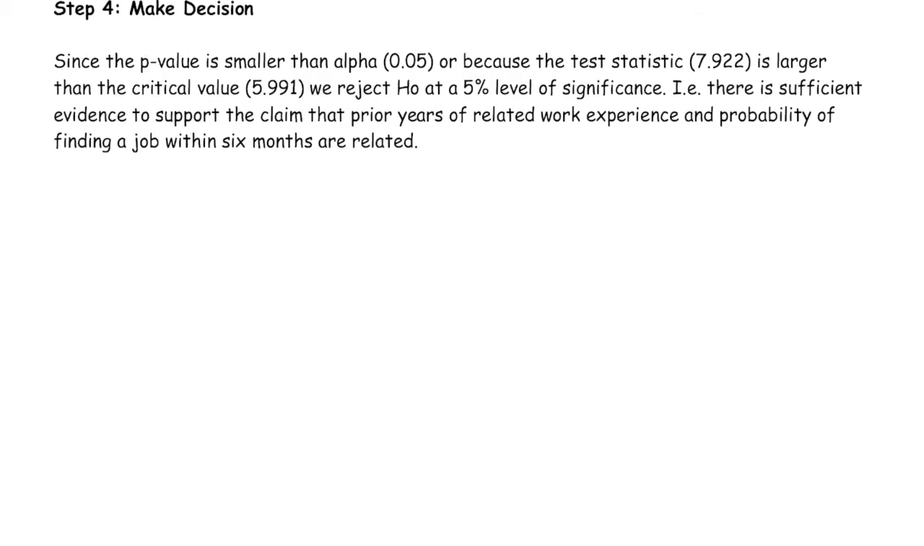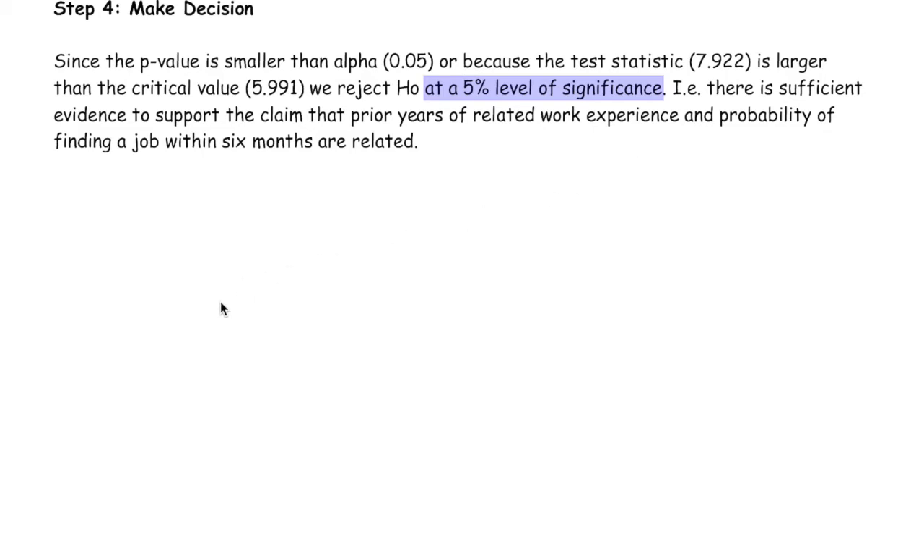Whenever you make your conclusion, it's a pretty good idea to repeat the level of significance. Furthermore, understand that when you're rejecting H0, you are arguing that the two variables are not statistically independent, and so they are related. And for that reason, you could say things like there's sufficient evidence to support the claim that prior years of related work experience and the probability of finding a job within 6 months are related.